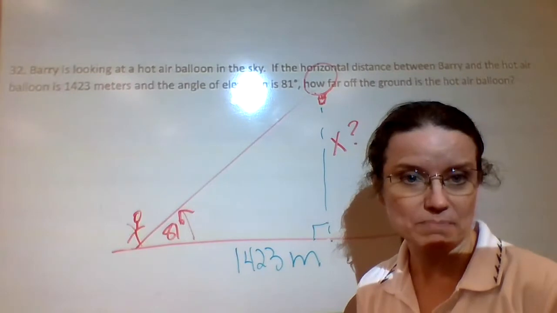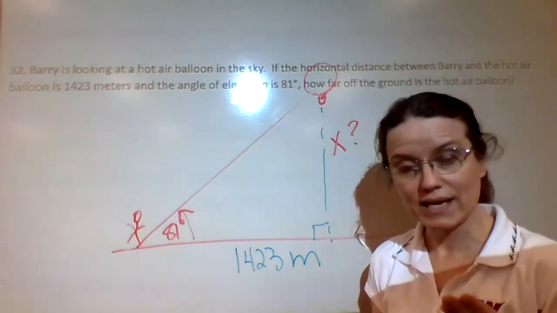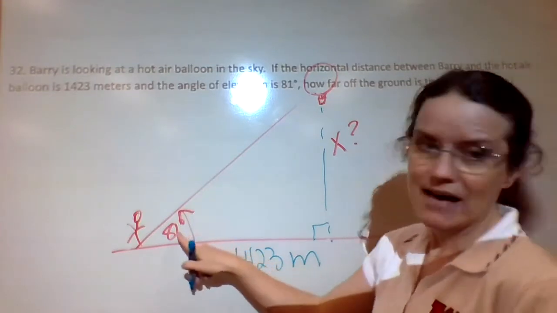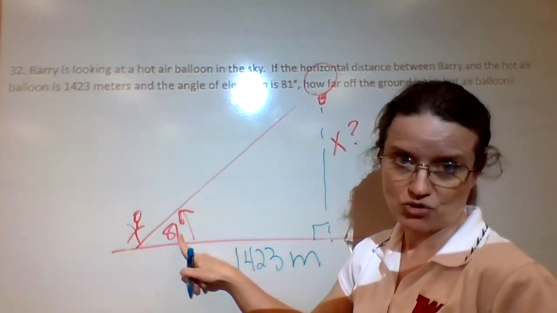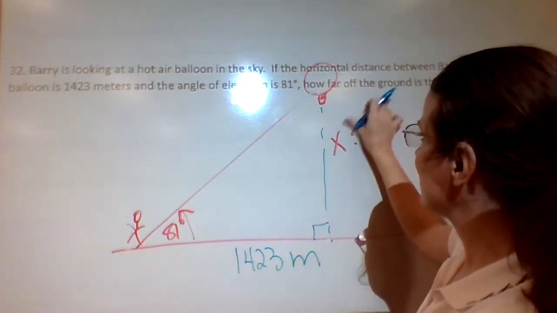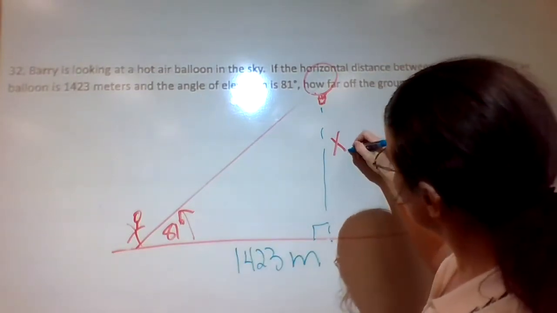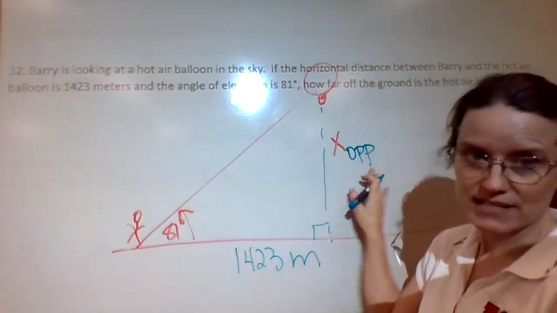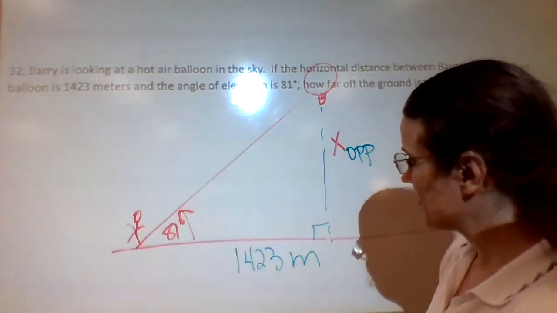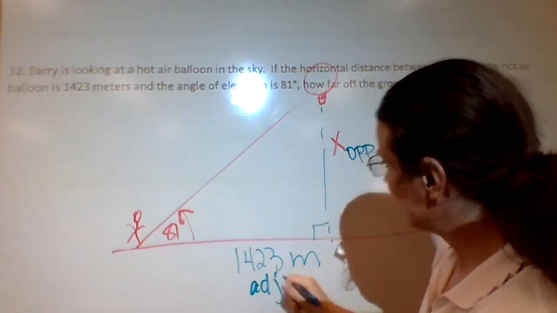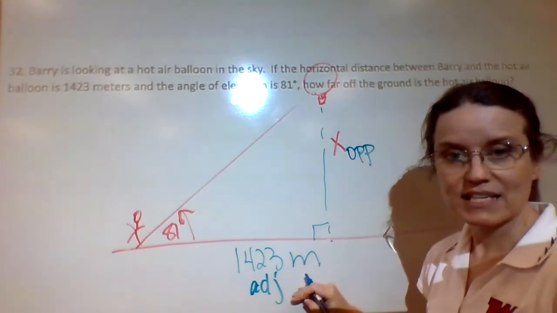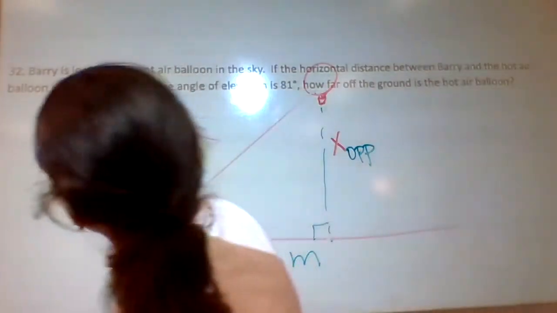Should I use one of my special rights, or should I use trig? In this case, I have a random angle, not one of my special ones, and only one of the sides. And so I think I'm going to go ahead and use trig. So this is the side opposite the fancy angle I'm looking for, or using, and this is the adjacent side. So when I have opposite and adjacent, that tells me to use the tangent function.